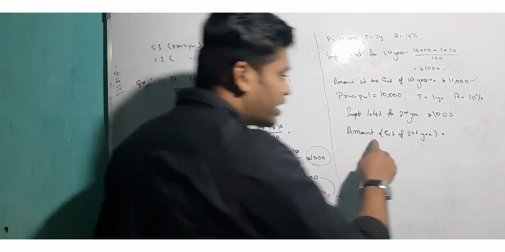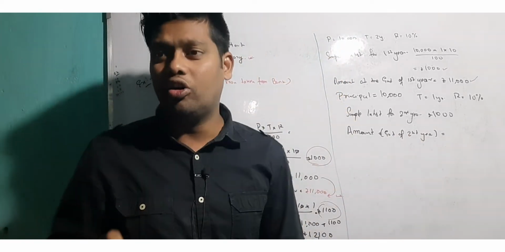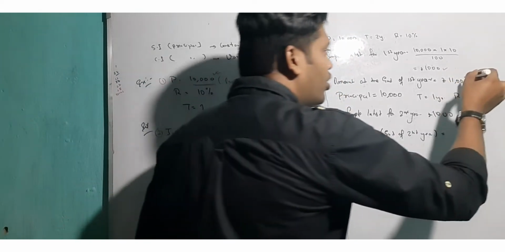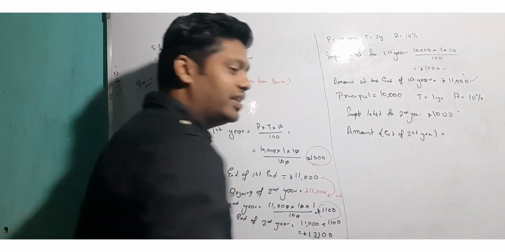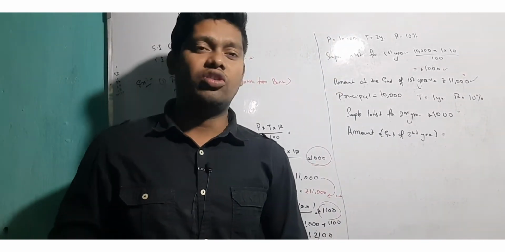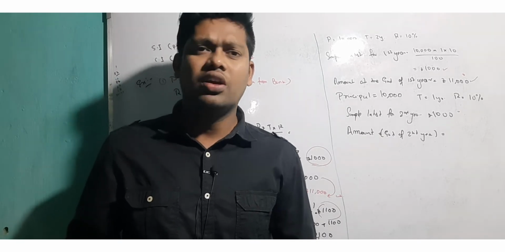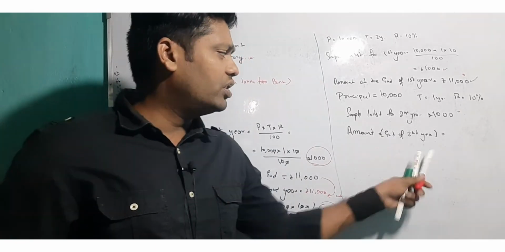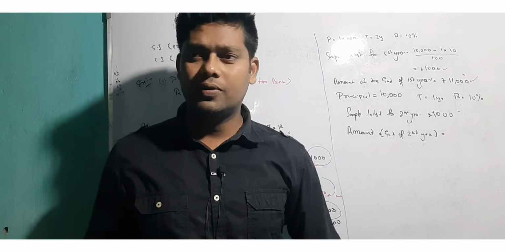Then why am I finding out 11,000? Because when you are trying to find the amount at the end of the second year, you need to add the amount of the first year plus the interest. That is the use of the value 11,000. Otherwise, why would we find it out? I will not. If it is of no use, I can find this directly. Then why would I go for this? Clear?